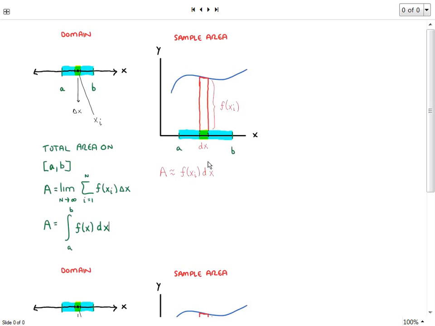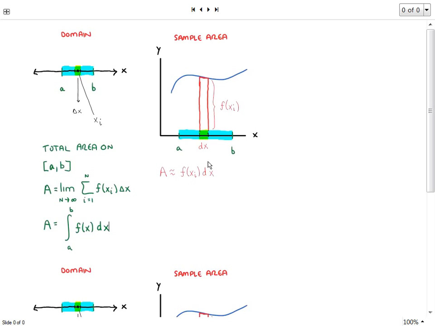The height of the rectangle was the function evaluated at that point. And I don't know if you remember, but the point that you pick in that rectangle can be any point. It doesn't have to be the left endpoint, right endpoint, or midpoint. It can be any point in there, because in the end they're going to become infinitesimally small in width, so it's going to converge to a single point anyway. So the area of that one rectangle is approximately the height times dx. Yes? Just the area of that one little rectangle.